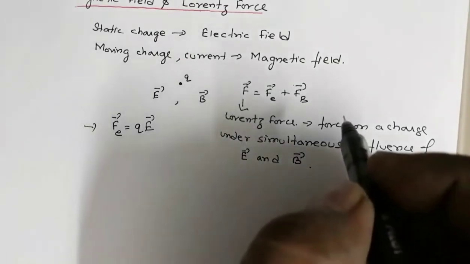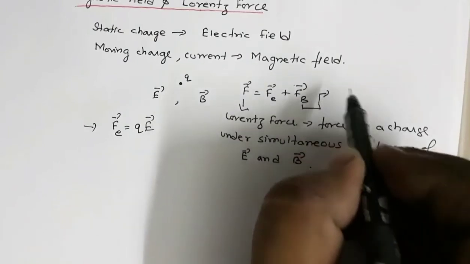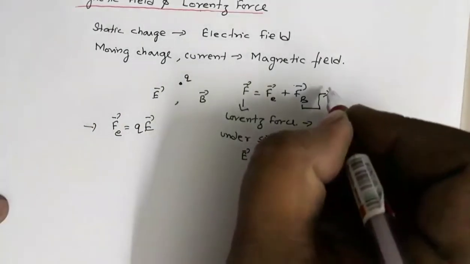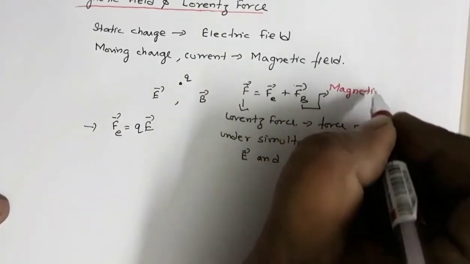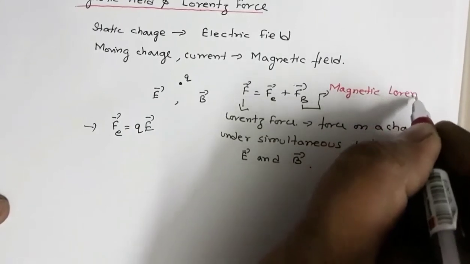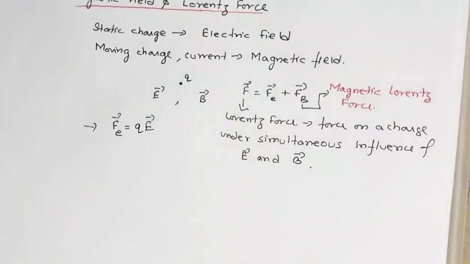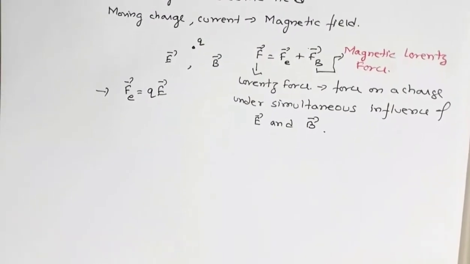Now force due to magnetic field, this force is called magnetic Lorentz force. Okay, so now let's see what is the form of this force.